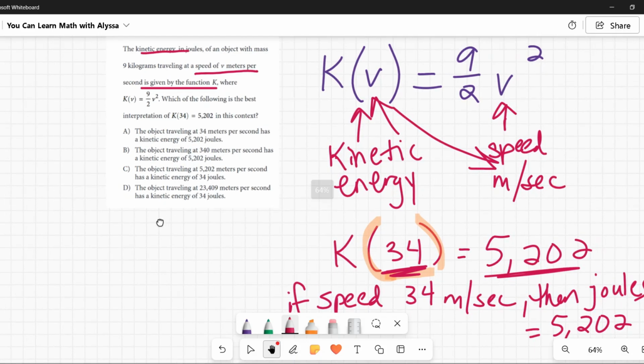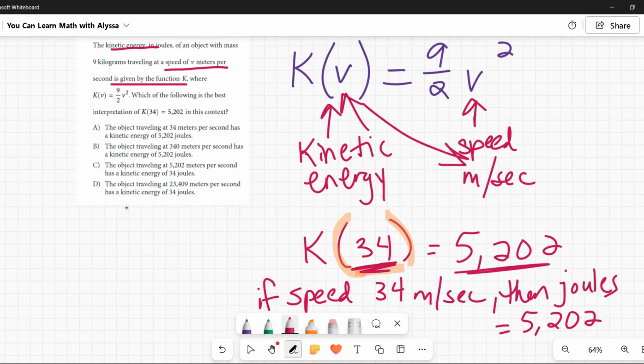Let's look over here at our options. First one says the object traveling at 34 meters per second has a kinetic energy of 5,202 joules. That looks right off the bat like the one we want, but let's look at the others because it is the best interpretation. Sometimes they may be close. B, the object traveling at 340 meters per second has a kinetic energy of 5,202 joules. No, 340 is not the speed. It was 34. B is out.